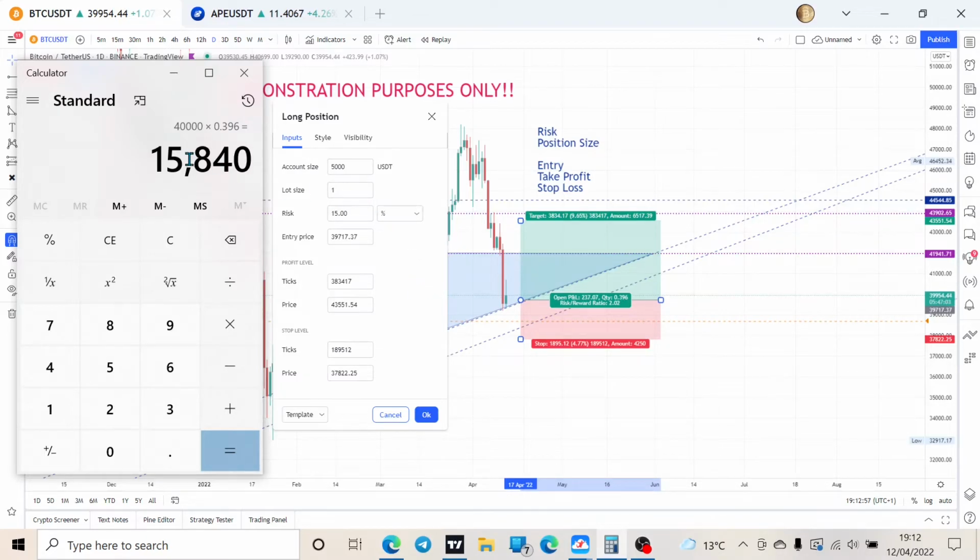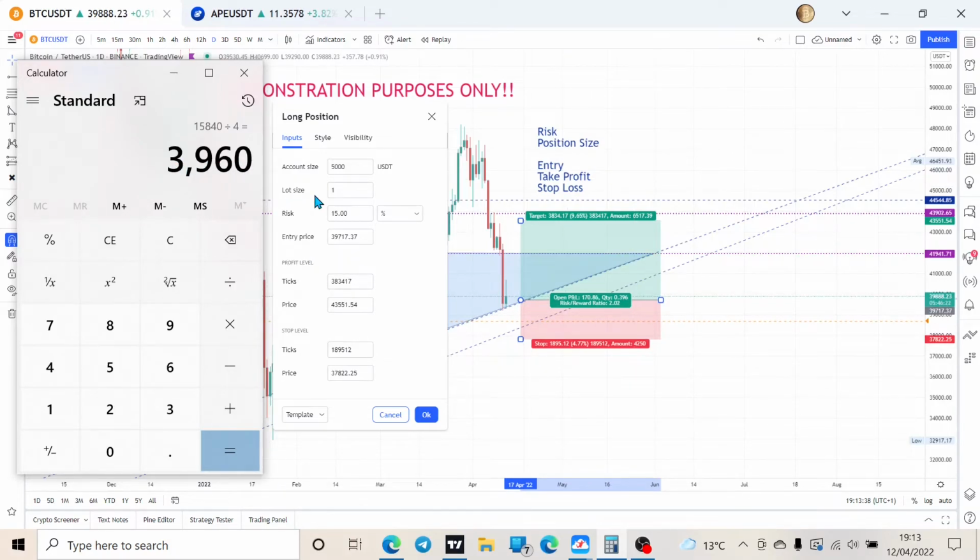Because what you can do is work out what your leverage needs to be for you to be able to afford to have a 0.396 position size. So let's say, for example, we used a 4x leverage. If we divide by 4, the cost of opening that position is now $3,960, which is below my account size. So I could use a 4x leverage to open a position of that size. So 0.396 would be the position size.